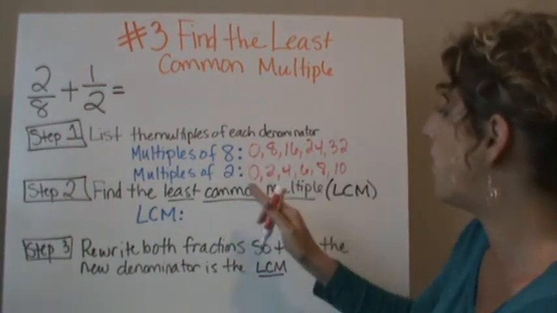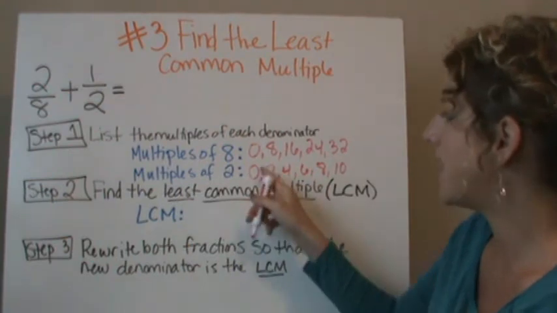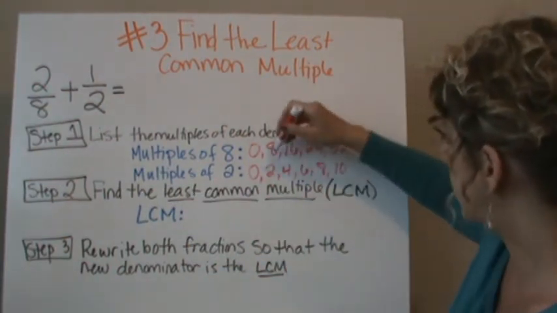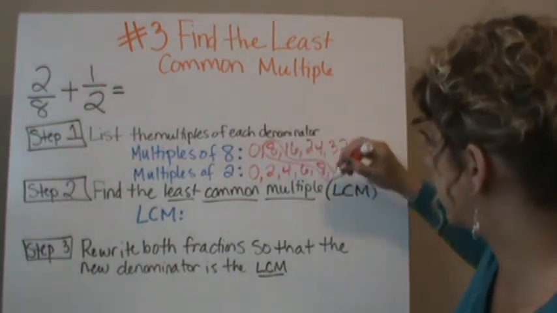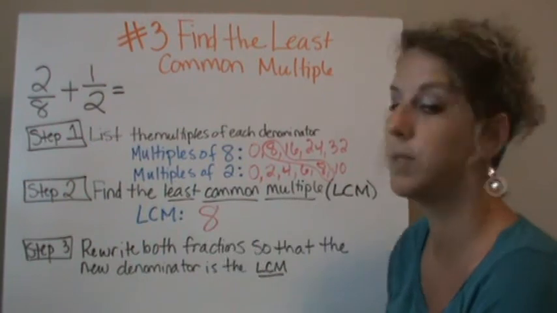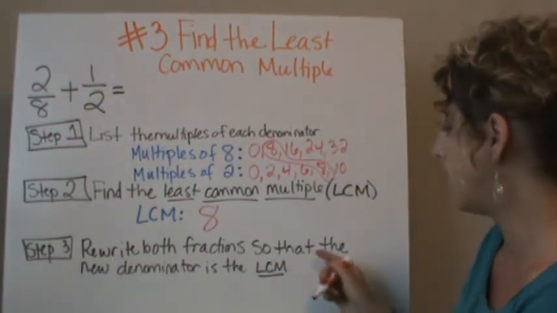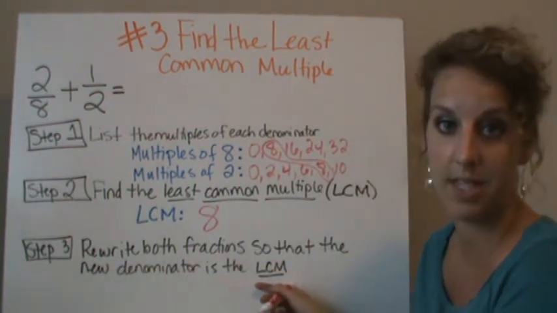Step 2, now we want to find the least common multiple, or the LCM. So you want to find what's common. Both of them have to have the same number. And you see that they do both have 0, but we can't use 0. So if you go up the line, they both have 8. So the least common multiple is 8. Step 3, you now want to rewrite both fractions so that the new denominator is the LCM.